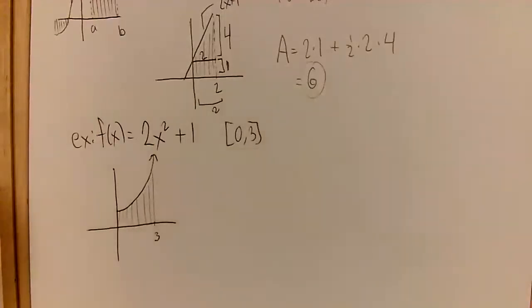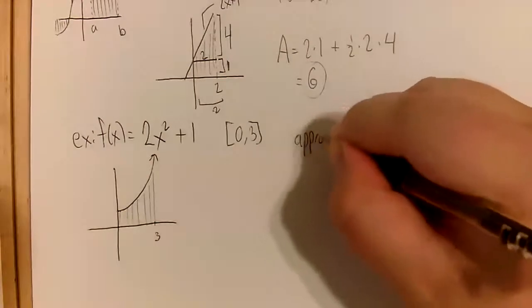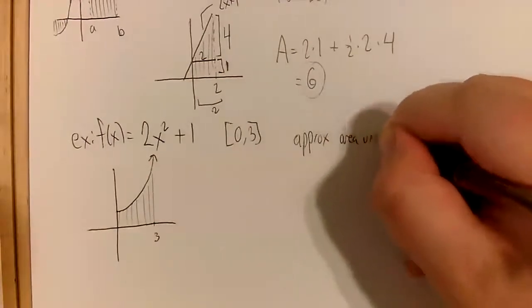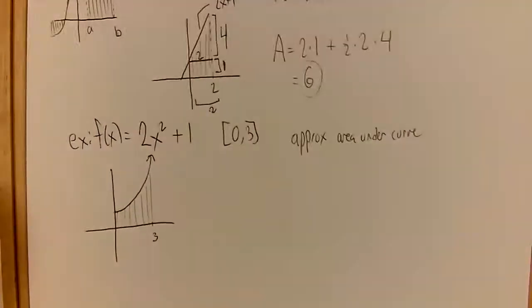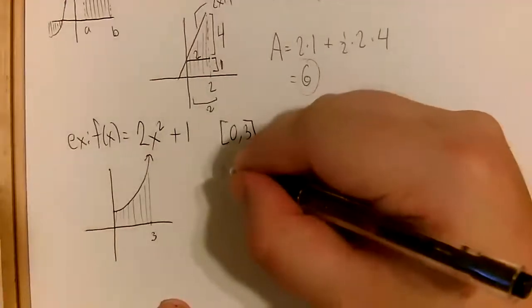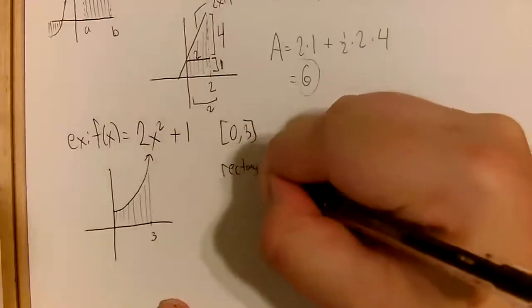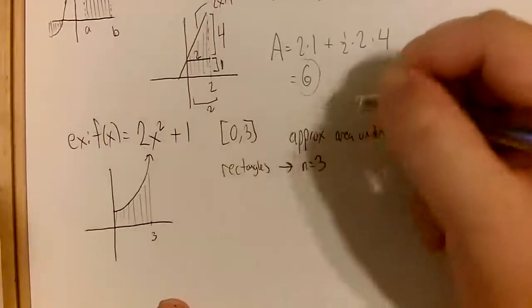But what we're going to do before we get the exact area of this is we're actually going to approximate the area under the curve. So we're not going to get an exact answer right away. We're going to get an approximate answer. How are we going to do this? Well, what we're going to do is we're going to draw rectangles. And for starters, why don't we do n equals 3 of them?